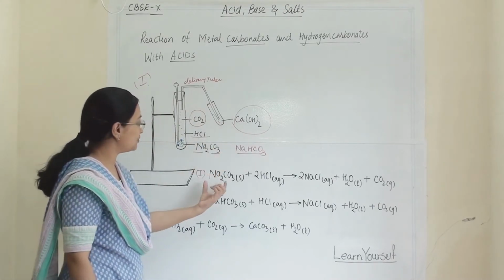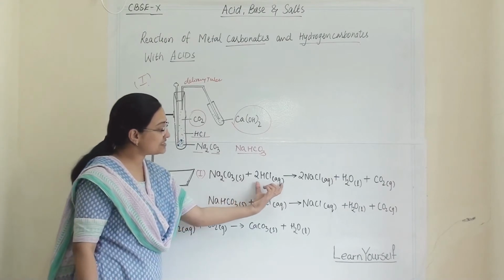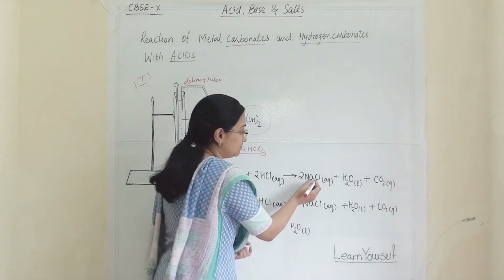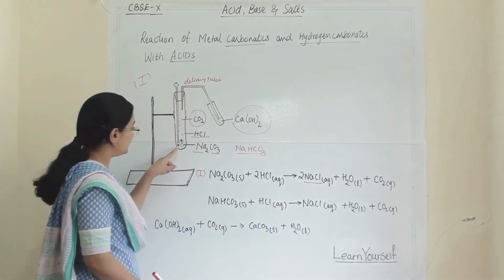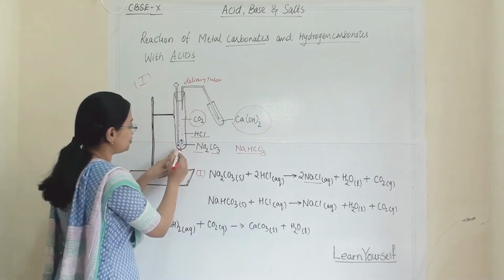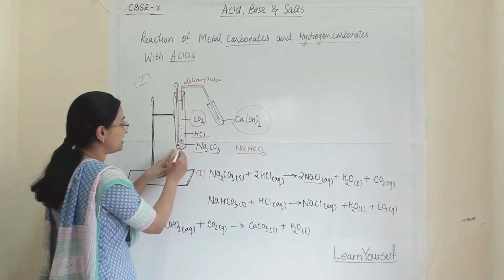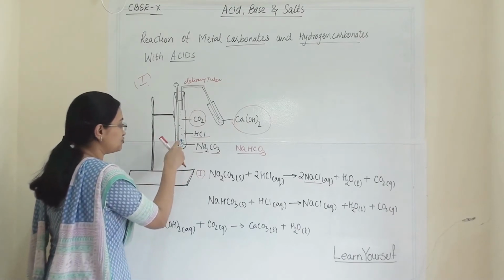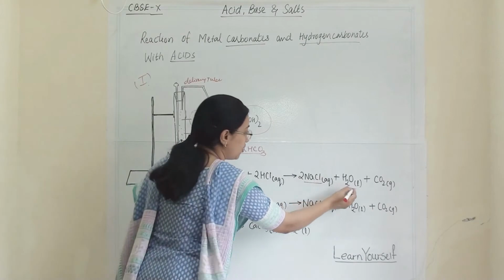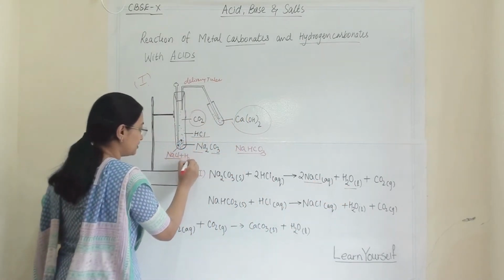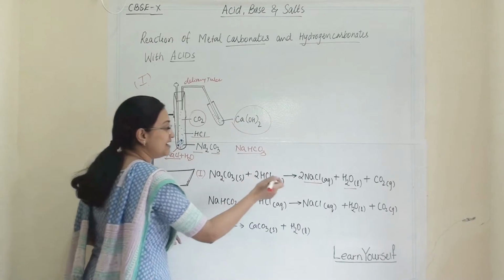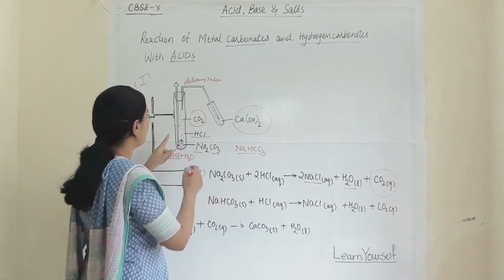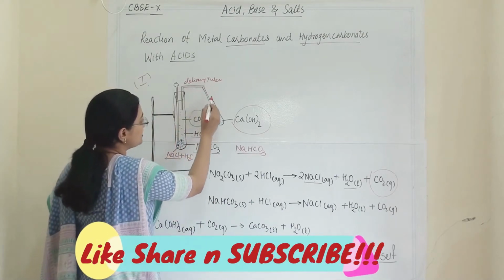So let us see what will happen when metal carbonate reacts with hydrochloric acid. We will get NaCl, that is sodium chloride, in aqueous solution. That product will form and remain here only. So this is NaCl, our product, it will remain here only. Then water will also remain here in this test tube. And carbon dioxide, whatever gas is generated, will pass through this delivery tube.